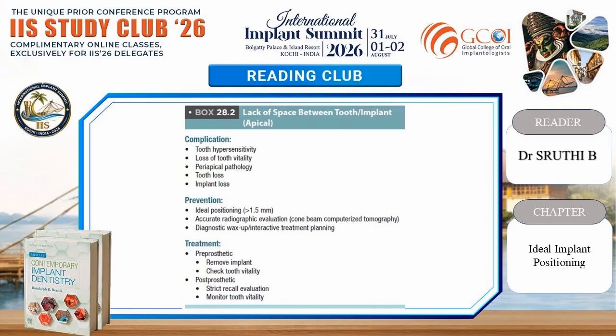Box 28.2 shows lack of space between tooth and implant, apical. Complication: tooth hypersensitivity, loss of tooth vitality, periapical pathology, tooth loss, implant loss. Prevention: ideal positioning, that is greater than 1.5 mm; accurate radiographic evaluation, that is CBCT; diagnostic wax-up or interactive treatment planning. Treatment: pre-prosthetic, remove implant, check tooth vitality. Post-prosthetic, strict recall evaluation, monitor tooth vitality.